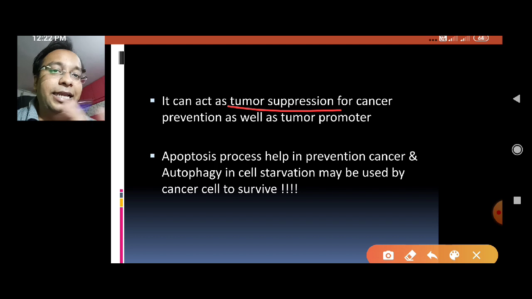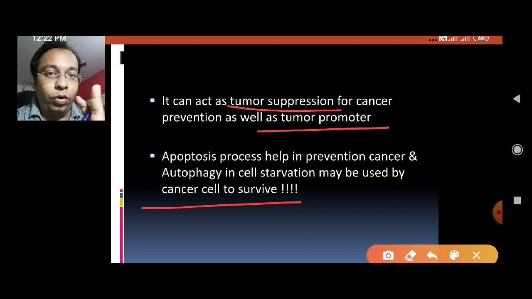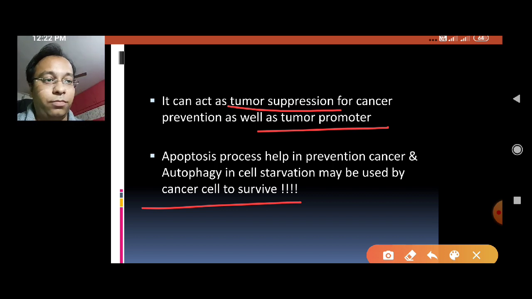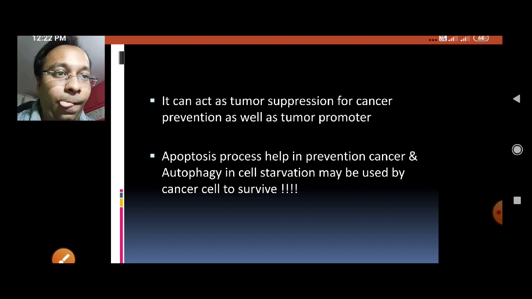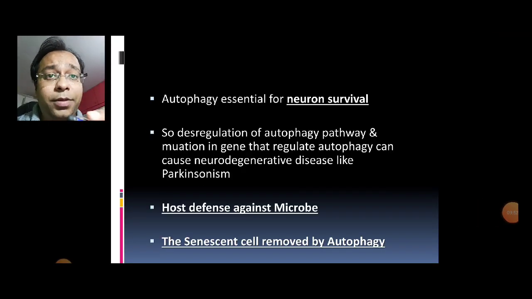But there is a dilemma. According to a few research studies, it has been shown that autophagy might be used by cancer cells to survive, like in starvation. So it can act as a tumor promoter itself. So it's not clear whether it's a tumor promoter or tumor suppressor. But most scientists believe that it is a tumor suppressor. It acts as a tumor suppressor, preventing cancer formation. So we can say that it will help in the prevention of cancer.